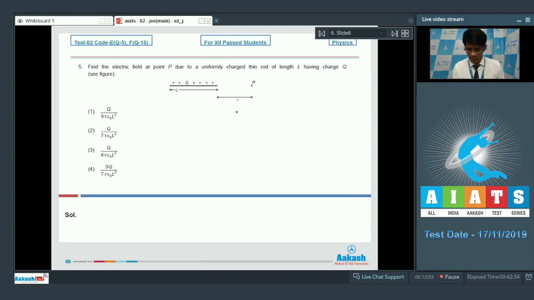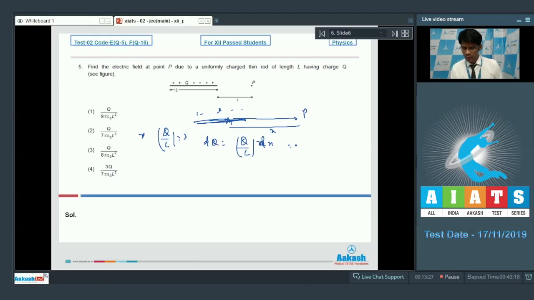First, for this situation, this is the point P, this being the length L here, I would just find the charge per unit length, that is Q by L here. This is lambda. If I'm taking a distance x from here, small length dx, this charge dq would be Q by L into dx. Its field at this point would be dE. It would be dq, that is Q dx divided by L, 4 pi epsilon naught into x square.